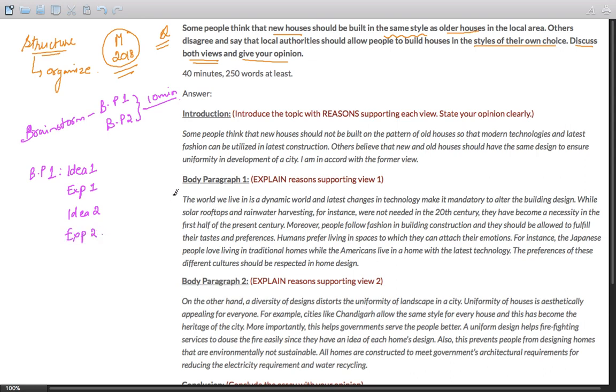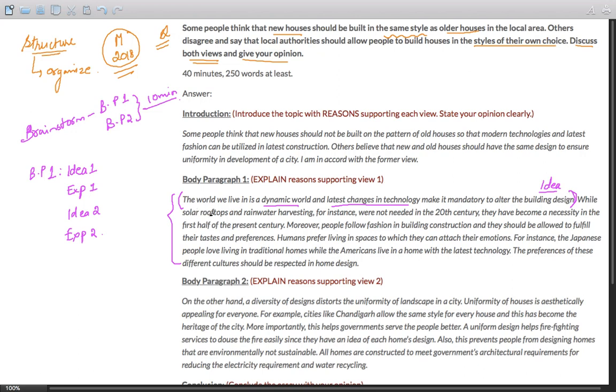Now here's what I have done with body paragraph 1. The first sentence: the world we live in is a dynamic world and latest changes in technology make it mandatory to alter the building design. This sentence is the idea. In the following sentence, I've explained how, with latest changes in technology in a dynamic world, the buildings need to adapt.